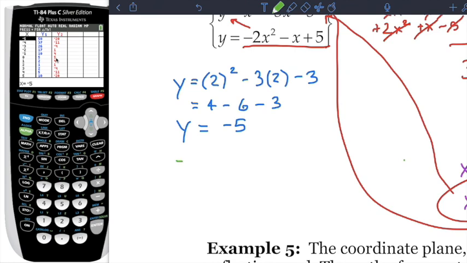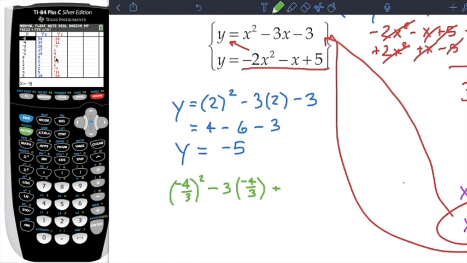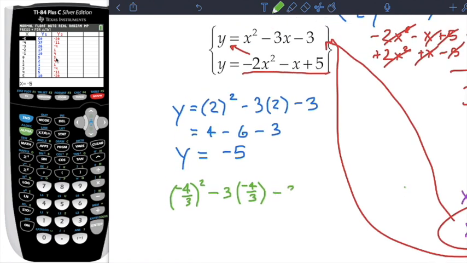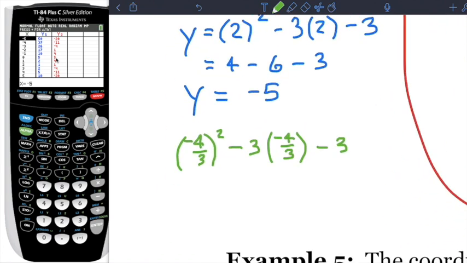So when we plug it into the first one, it's not going to come out the best, but we'll get through it here. So negative 4/3 squared minus 3 times negative 4/3. And then I guess, what was it, minus 3 here at the end. And when you're squaring a fraction, just square the top and square the bottom. That'll be 16 over 9. Negative 3 times negative 4 would be positive, I guess, 12 over 3. And then after that, we're going to do minus 3.